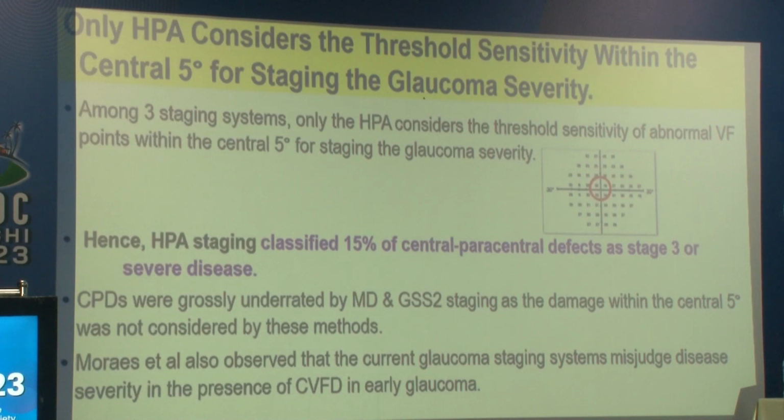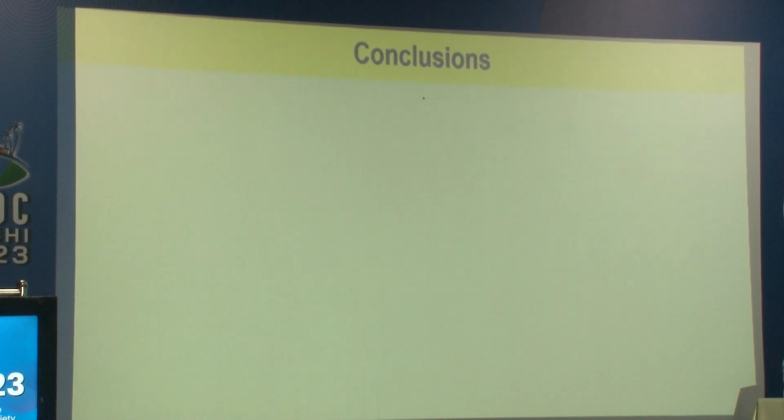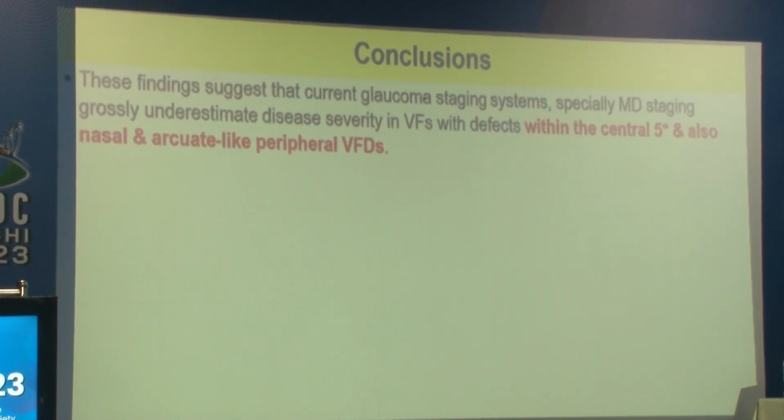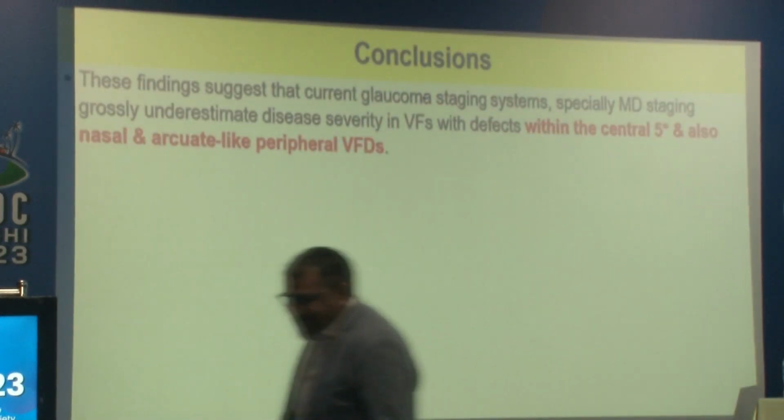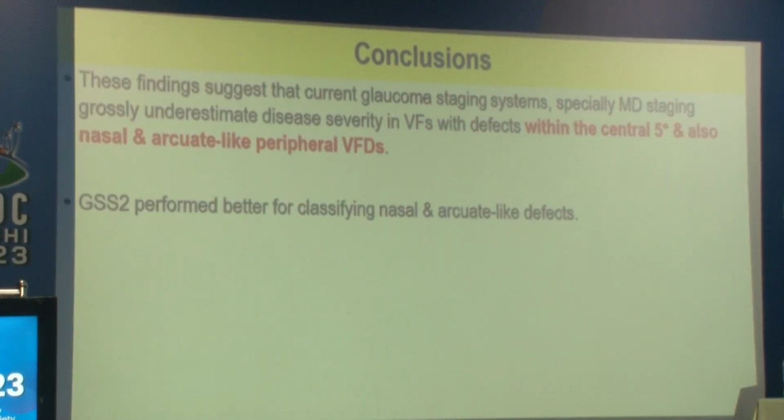Quickly wind up, otherwise it will be over. Others observed that the current glaucoma staging system misjudged disease severity in the presence of central visual field defect in early glaucoma. So we could conclude that these findings suggest that the current glaucoma staging system, especially mean deviation staging, grossly underrates disease severity in visual field defects with defects within the central 5 degrees and also nasal and arcuate-like peripheral visual field defects.